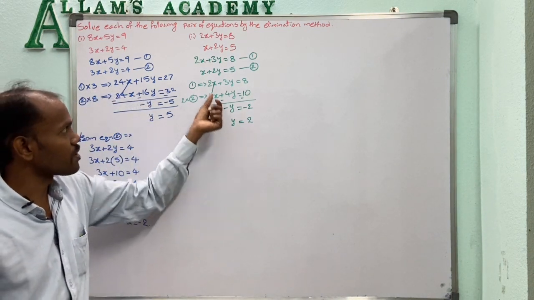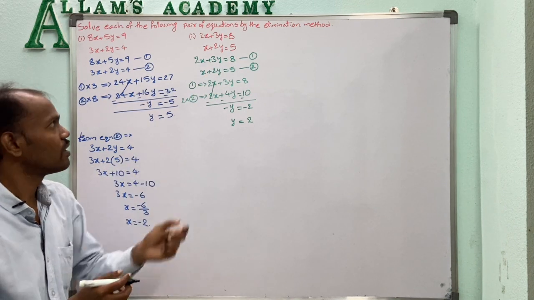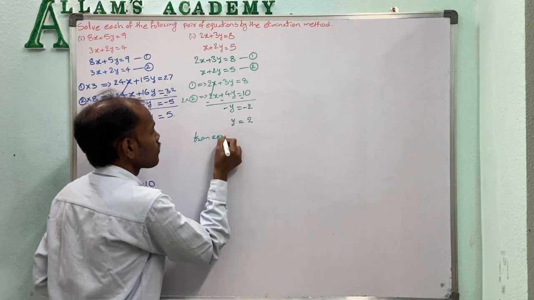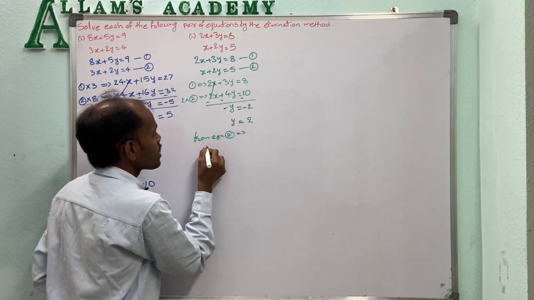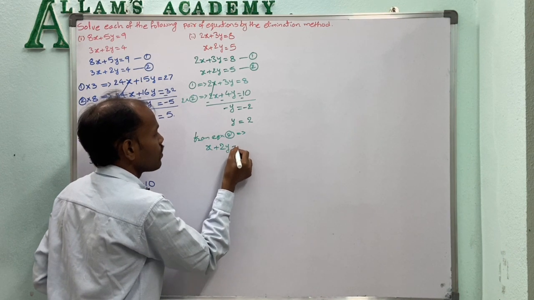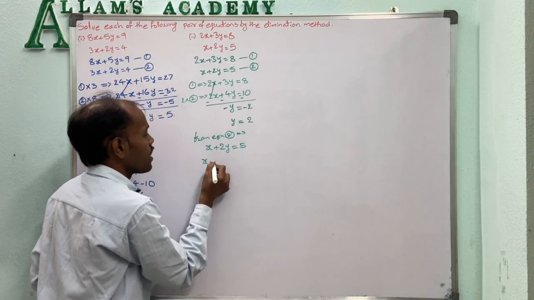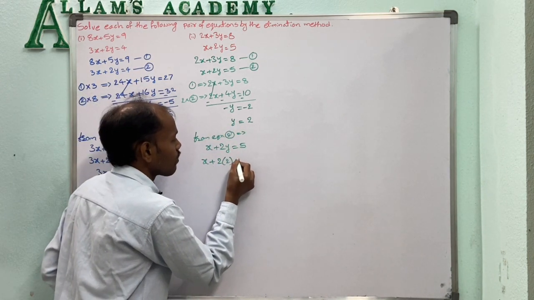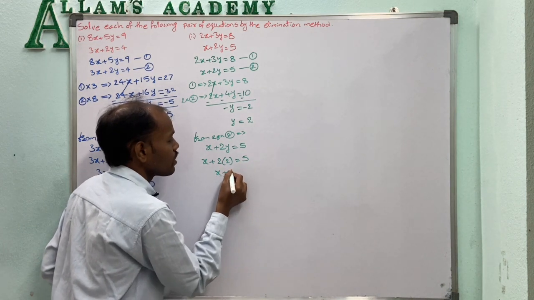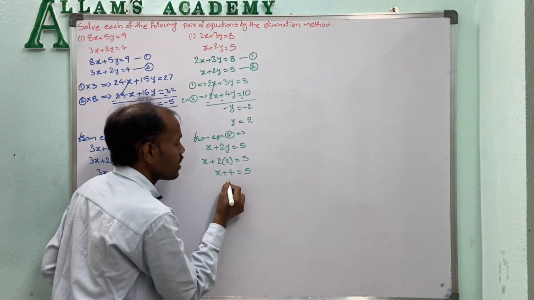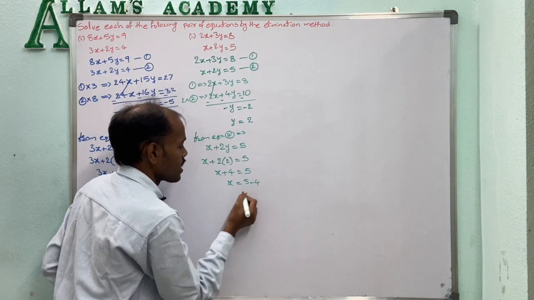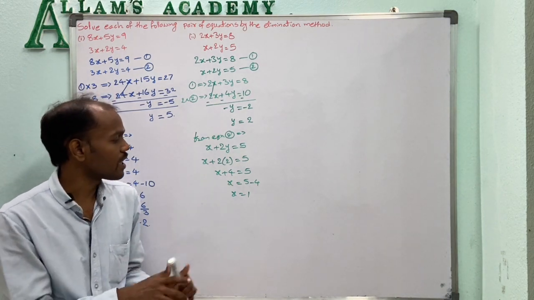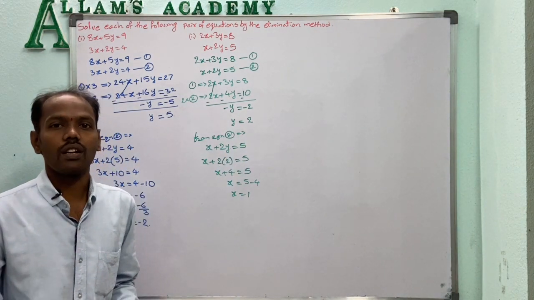Now substituting the y value in any one equation, we get the x value. So I am taking equation 2. From equation 2, x plus 2y equal to 5. Now we know the y value is 2. So x plus 2 into 2 equal to 5. 2 twos are 4. So x plus 4 equal to 5. So x equal to 5 minus 4. So the x value is nothing but 1. So here we get x equal to 1 and y equal to 2.